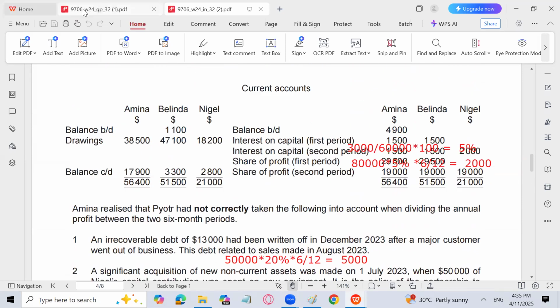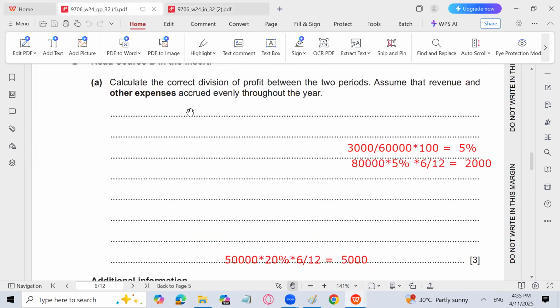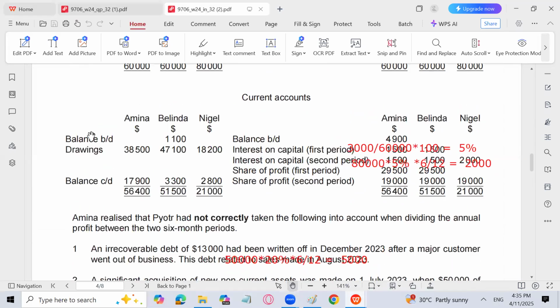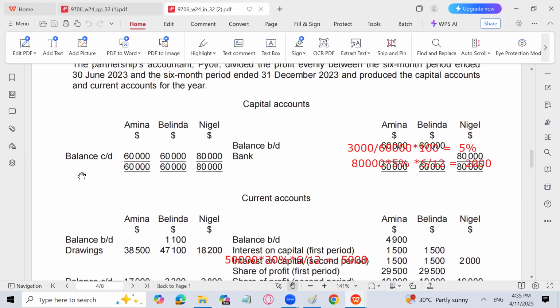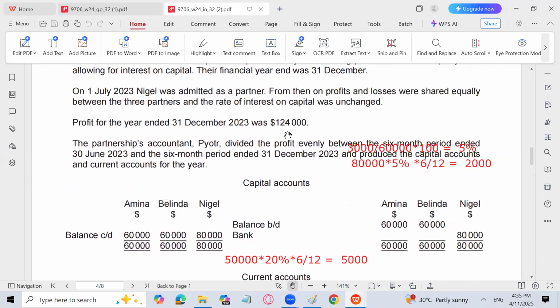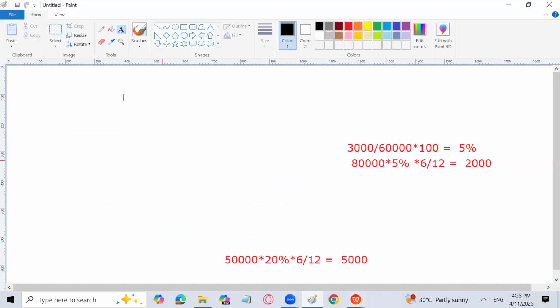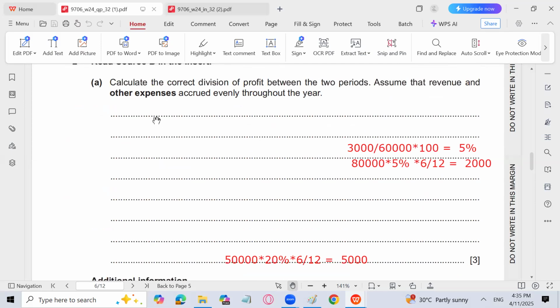Let's move on to the question now. Calculate the correct division of profit between the two periods. Assume that revenue and other expenses accrue evenly throughout the year. So let's see what is the profit given in the question. The profit for the year is going to be 1,24,000. It is clearly stated that we have calculated the profit incorrectly, and the division is not correct. So 1,24,000 is the profit for the whole year, right?